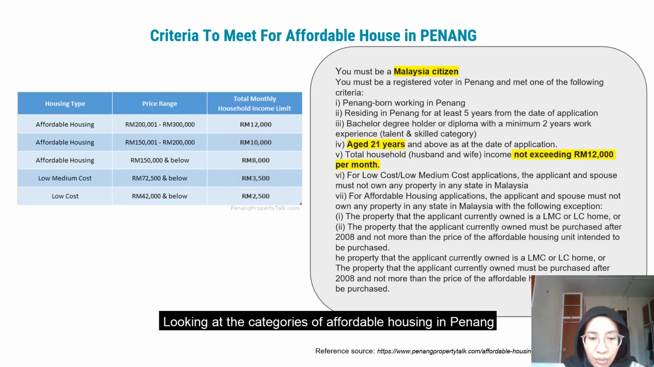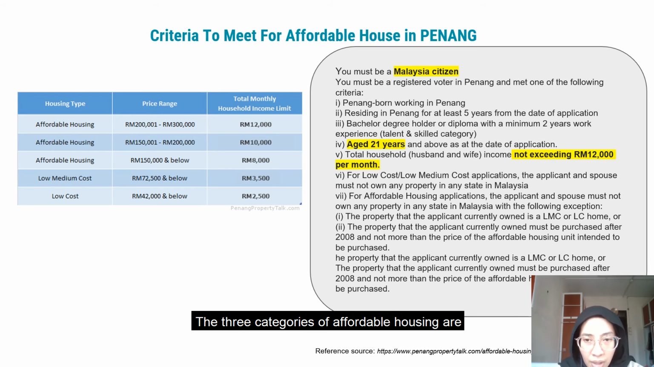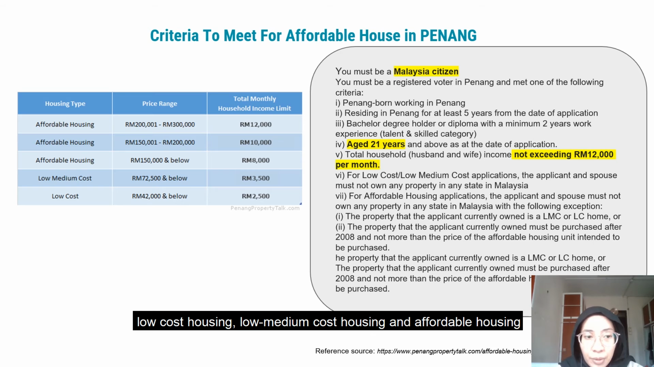Looking at the categories of affordable housing in Penang, the price range and housing type are listed in the table on the left. The three different categories of affordable housing are low-cost housing, low-medium-cost housing, and affordable housing.